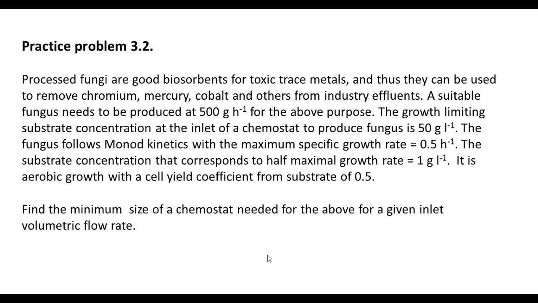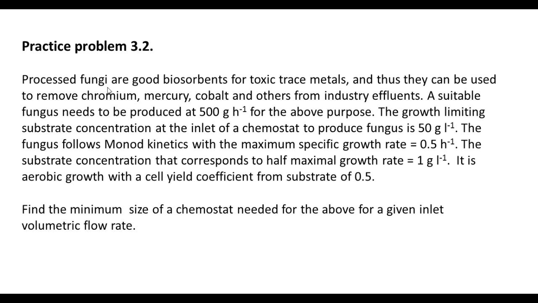Let's see a practice problem. I'll assign this problem and solve it in the next lecture. We will continue after this problem also, the fed-batch operation, which I would like to complete as a part of this particular lecture itself. The practice problem reads as follows.